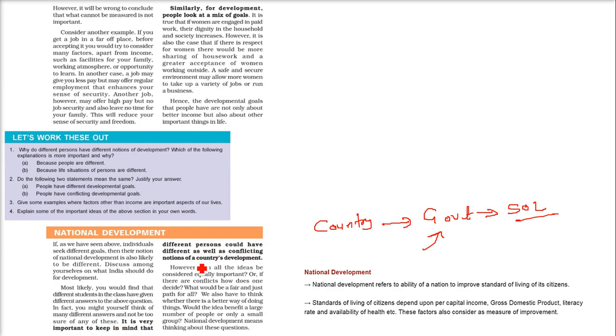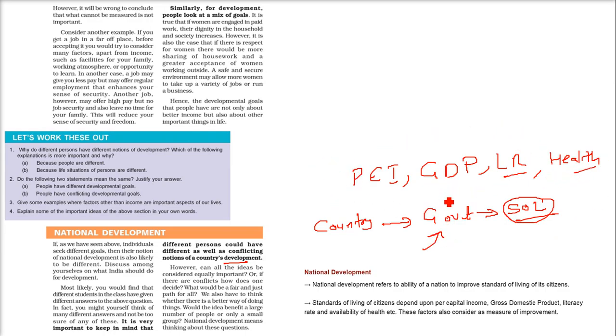So it is very important to keep in mind that different persons could have different conflicting notions of a country's development, as we just saw. Because the standard of living, how do we increase the standard of living? How does the government do it? How do the individuals do it? So the standard of living of citizens depends upon their per capita income, the GDP, gross domestic product, the literacy rate, and the health. So these all factors are considered as a measure of improvement.